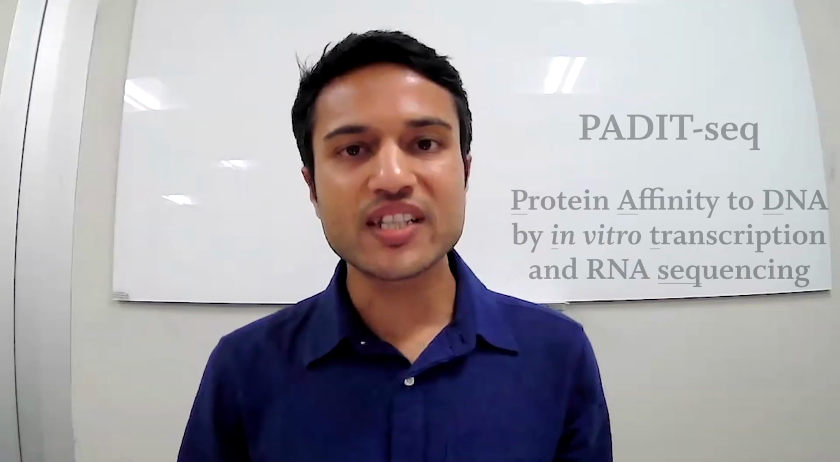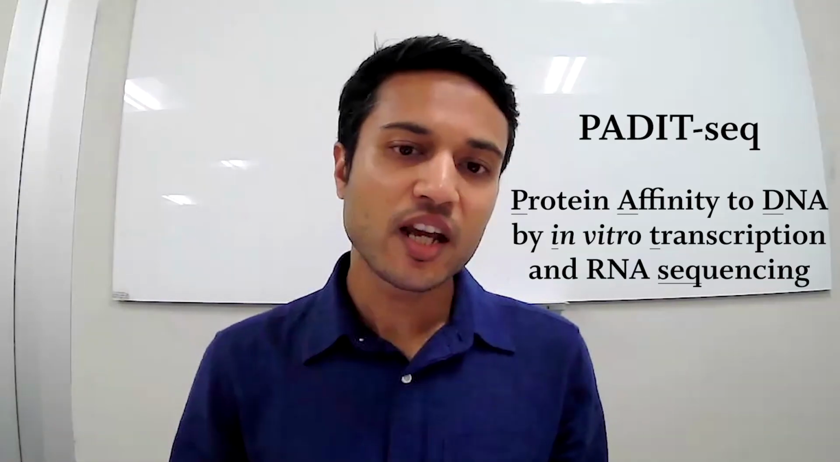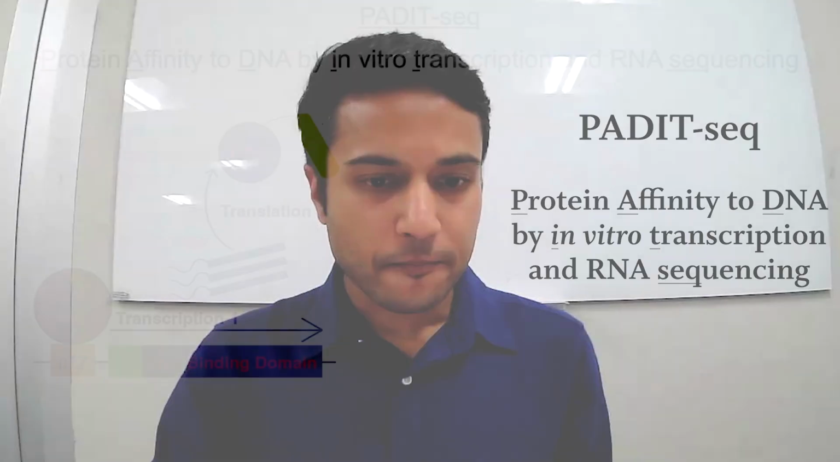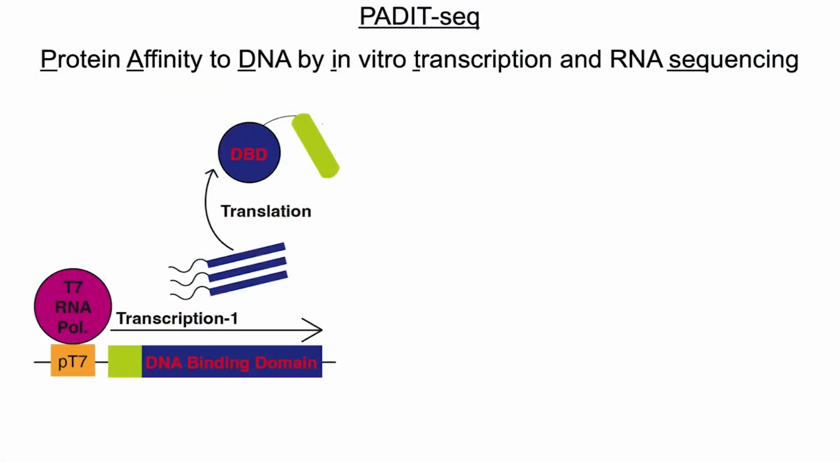So in order to solve this problem, we developed PADIT-seq, which stands for protein affinity to DNA by in vitro transcription and RNA sequencing. Here's how it works. Your DNA binding domain of interest is cloned downstream of a T7 promoter, and the sequence is embedded in an in vitro transcription and translation reaction mixture.